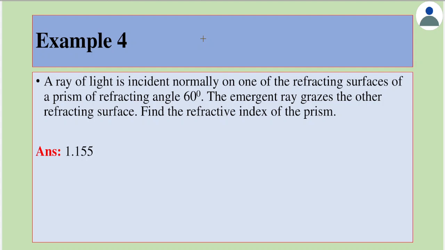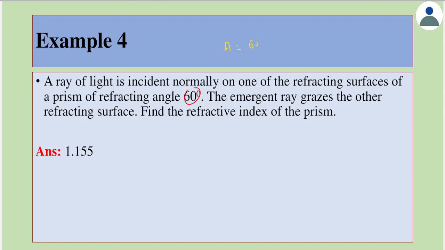Example 4 says a ray of light is incident normally on one of the refracting surfaces of a prism of refracting angle 60 degrees. So for a prism, the angle of refraction, which is given as A, this A is given as 60 degrees. The question says the emergent ray grazes the refracting surface. Find the refractive index of the prism.